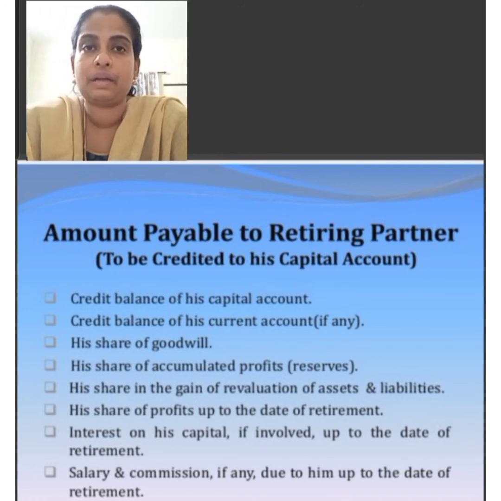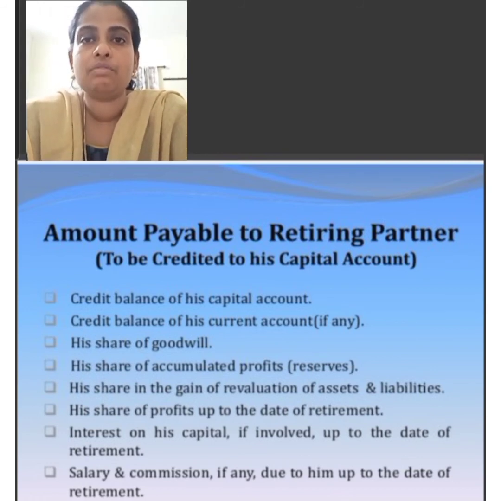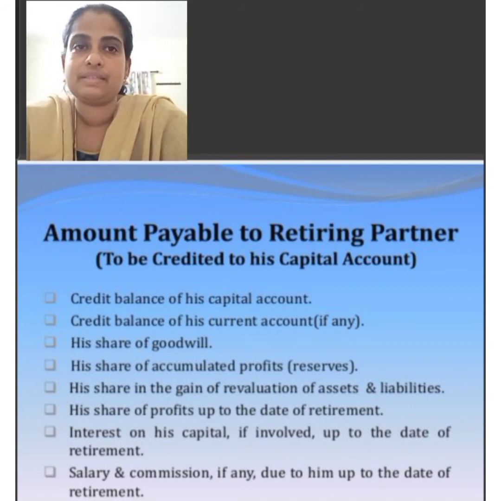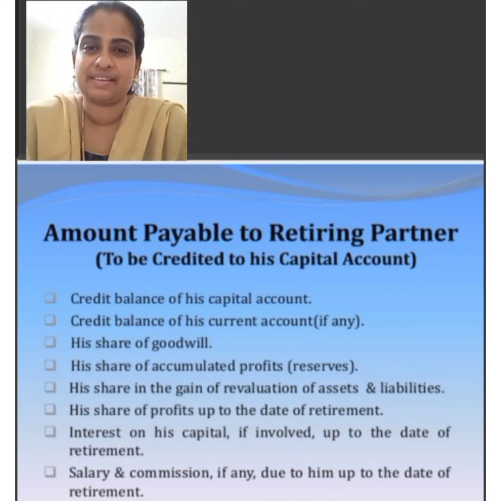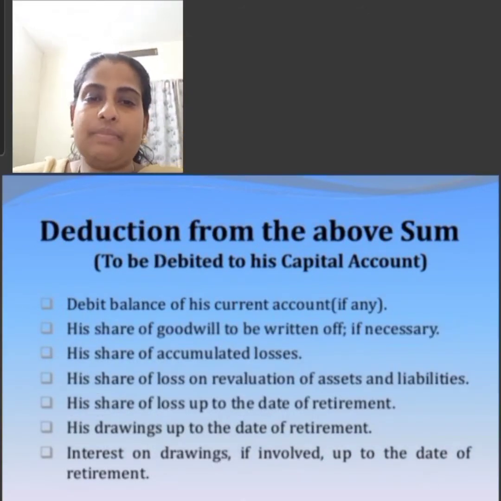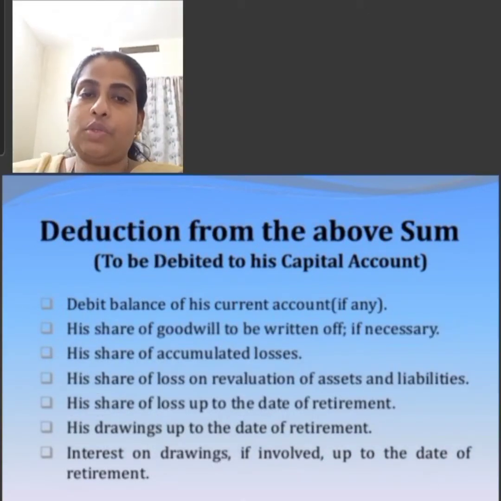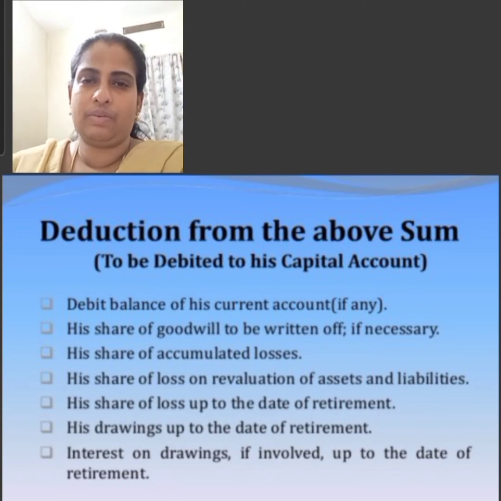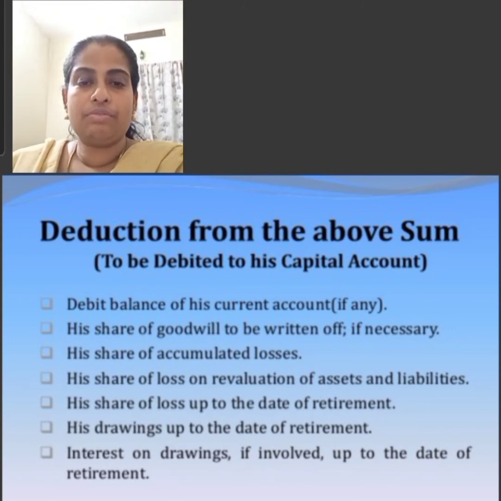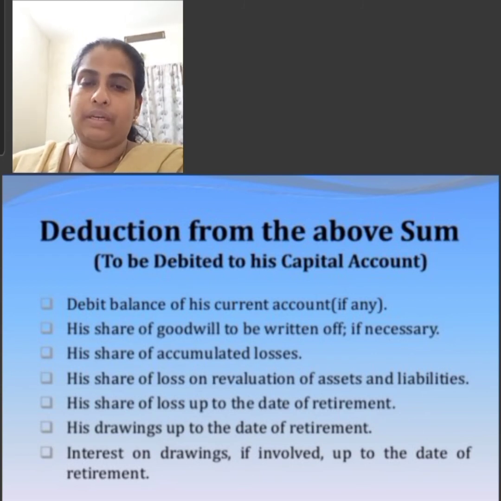The retiring partner's capital account will also be debited with the following: share of loss on revaluation, loss in the business, drawings account, interest on drawings, etc. The following items are to be debited to the partner's capital account: the debit balance of his current account, his share of goodwill to be written off if necessary, then his share of accumulated losses.